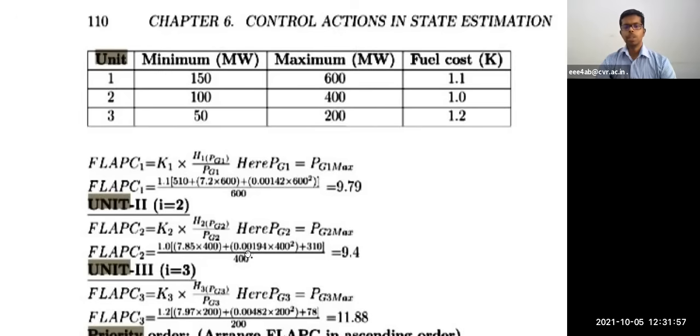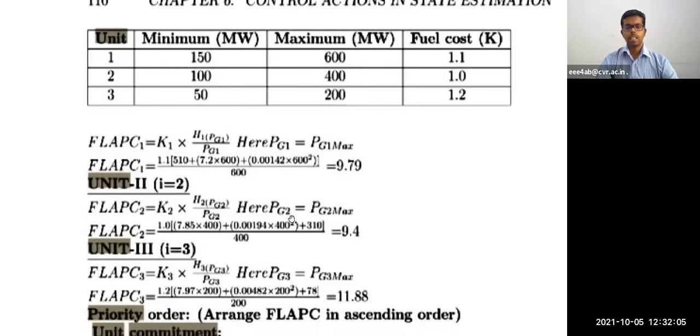So simply like that, you need to substitute 400 megawatt over here, and further you need to simplify. You need to calculate. You will be getting the answer as 9.4. So for the first, FLAPC 1, we are getting 9.79. Second, FLAPC 2, we are getting 9.4.